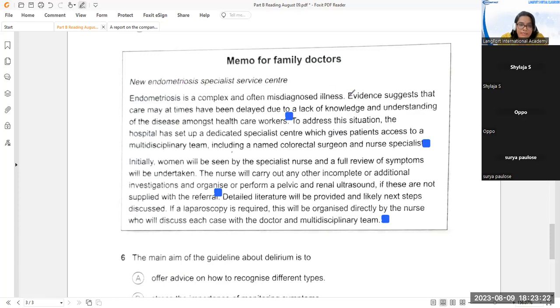Complex and misdiagnosed illness. Before, care used to get delayed because of lack of knowledge and lack of understanding. In order to deal with that, they have come up with a healthcare service center. A nurse will see the patient and take care of all the tests and everything. Then they will give all the information necessary and what needs to be done. Everything will be discussed. Then, if needed, a laparoscopy will be organized by the nurse, and the nurse will discuss everything with the team and the doctors.